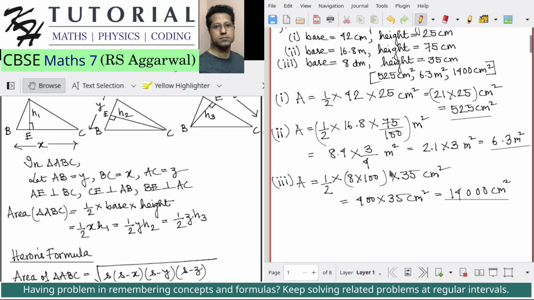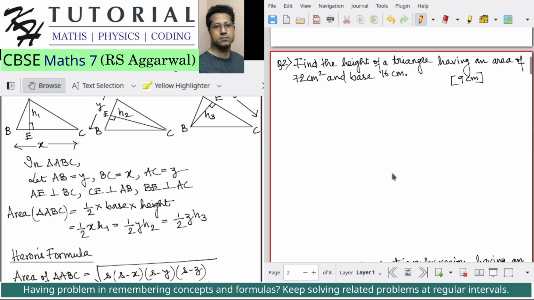Let's do the next problem. Question number 2. Find the height of a triangle having an area of 72 centimeter square and base 16 centimeter. So this is again a direct application of the formula half into base into height. So area, we know, is half into base into height for a triangle.